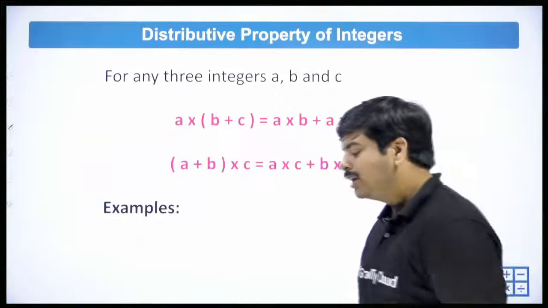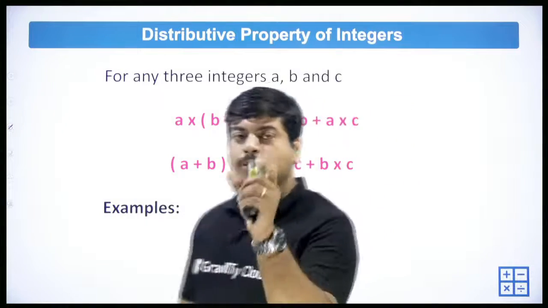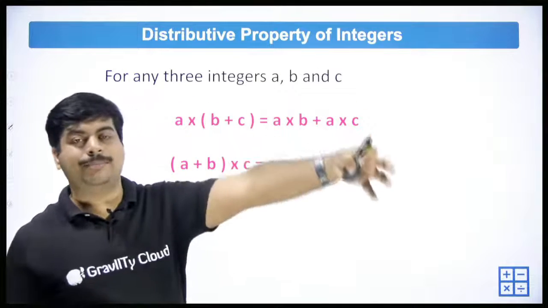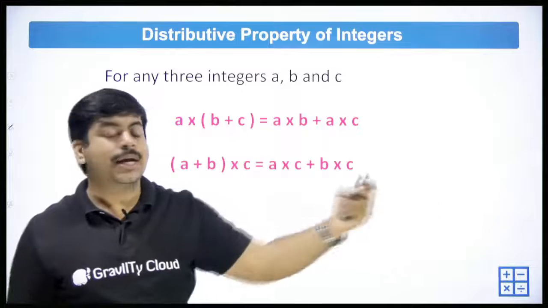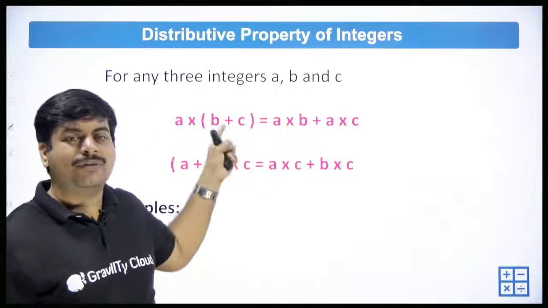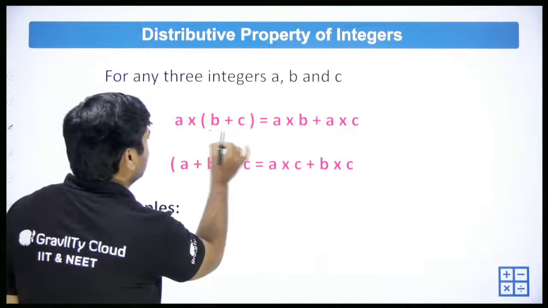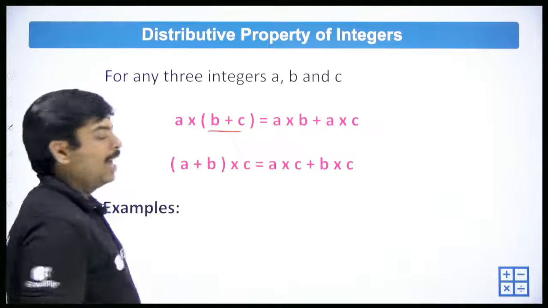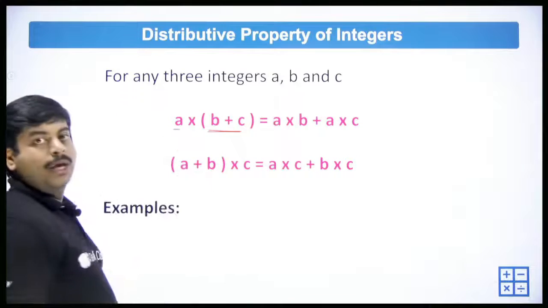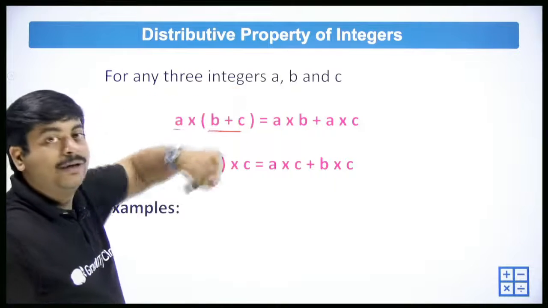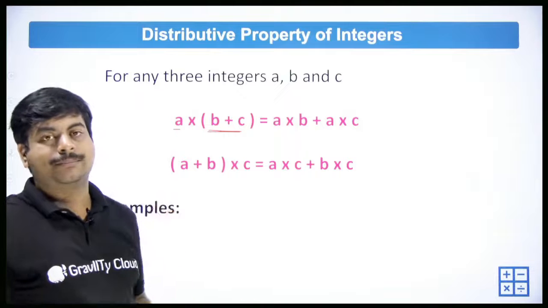Let's start today's session with the distributive property. So what is that property all about? You can see here, distribute, the name itself says that we are distributing something to the remaining numbers. What are we distributing here? For example, B plus C is there, and A is there. Three numbers are there. We are distributing A to both the numbers B and C with multiplication.